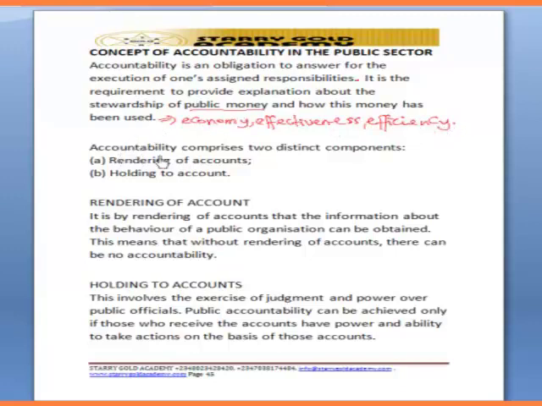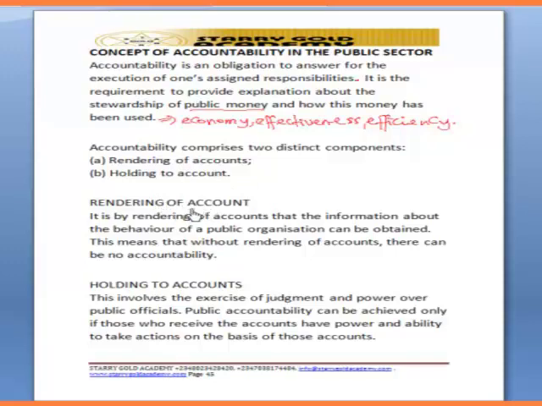And accountability comprises two distinct components. We have rendering of account and holding to account.